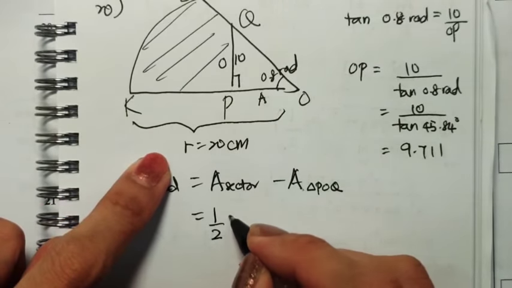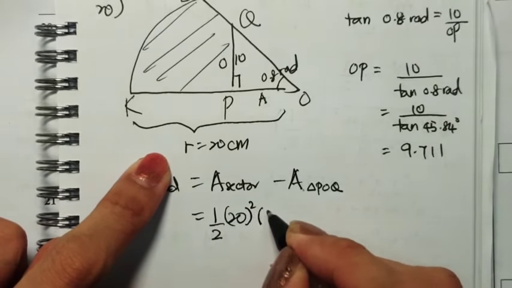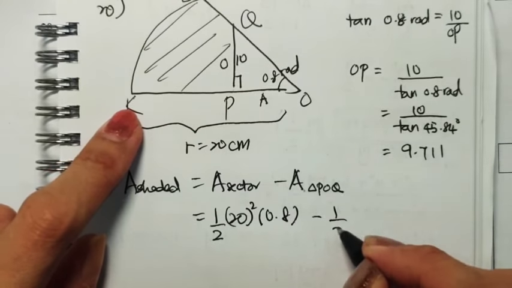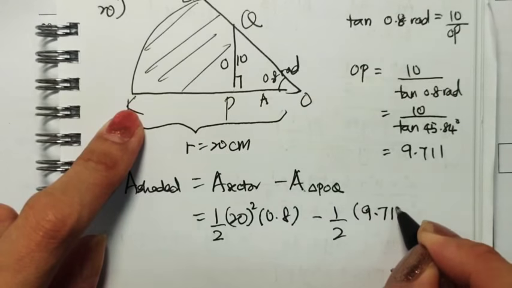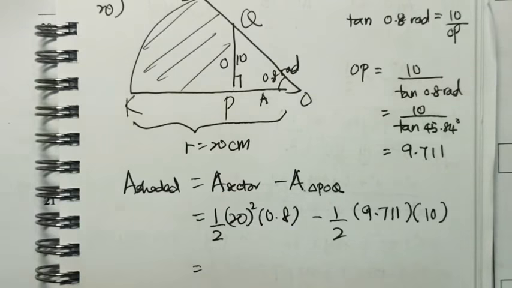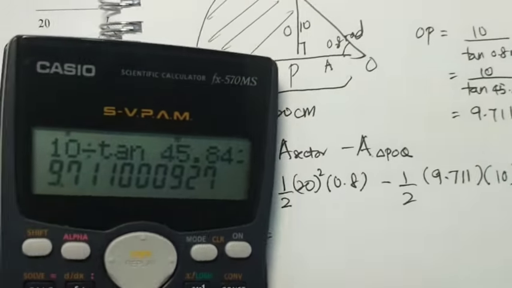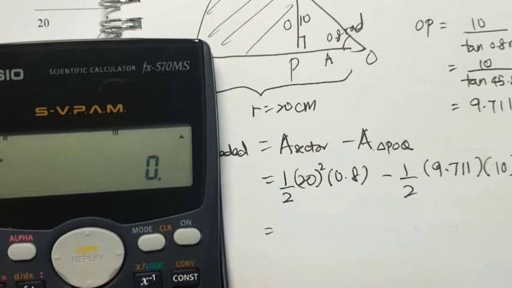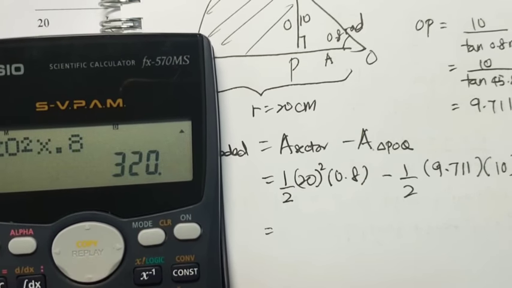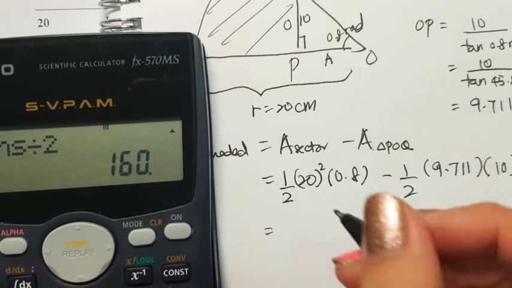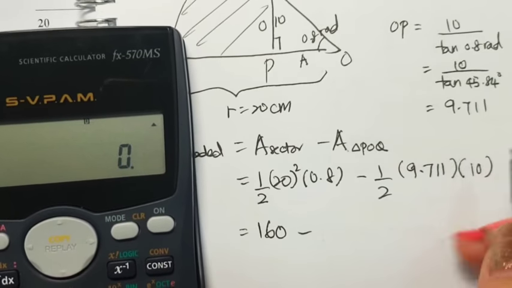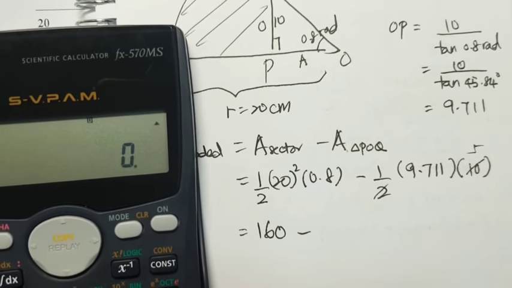Therefore, with that, we can find the area of the sector, which will be half r squared theta, 20 squared, where theta is 0.8, and the area of the triangle is half times the base times the height, which is 10. So over here, we use the calculator. 20 squared times 0.8, and then divide by 2. We have 160, and for this side, after we simplify, it will be 5.